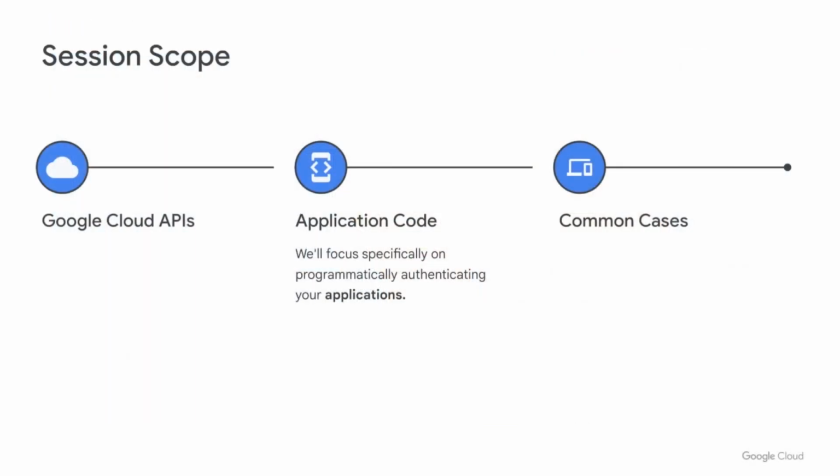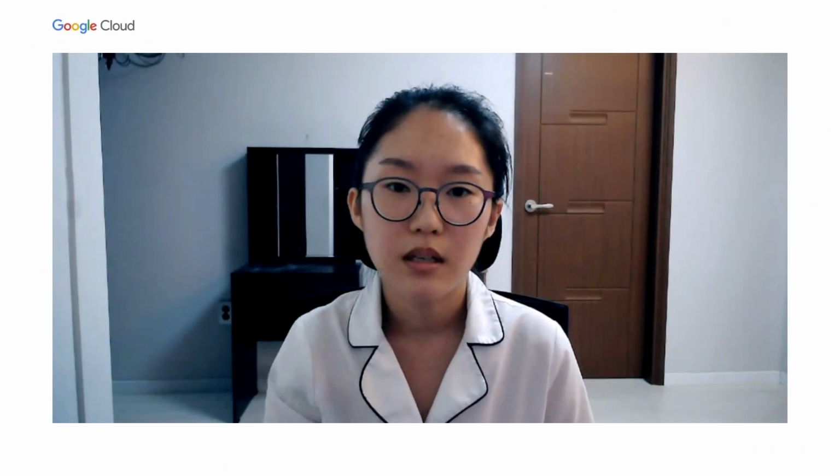Before I talk about service accounts, I'll clarify what's in scope for today's session. First, when we talk about APIs in this session, we're referring to Google Cloud APIs specifically. Authenticating to other Google APIs, like the Google Maps platform APIs or the YouTube APIs, may work differently. Second, this session is focused on programmatically authenticating application code. Third, this session is targeted at beginners. We'll focus on the common cases. The goal is to give you an overview of the available options. Our documentation goes into much more detail on what to consider and how to use specific authentication methods.